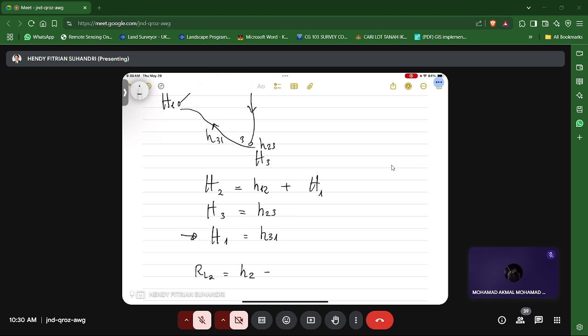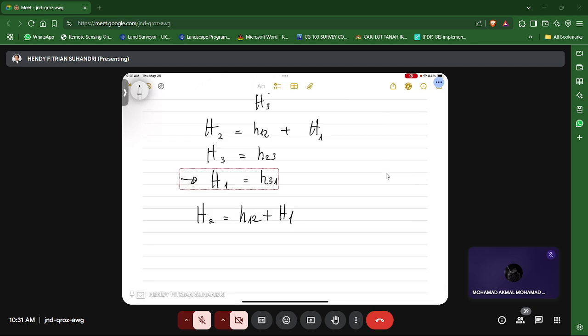So it means the reduced level at point 2 equals H12 plus H1. Okay, so and then, wait here. What would be the unknown and the observation?